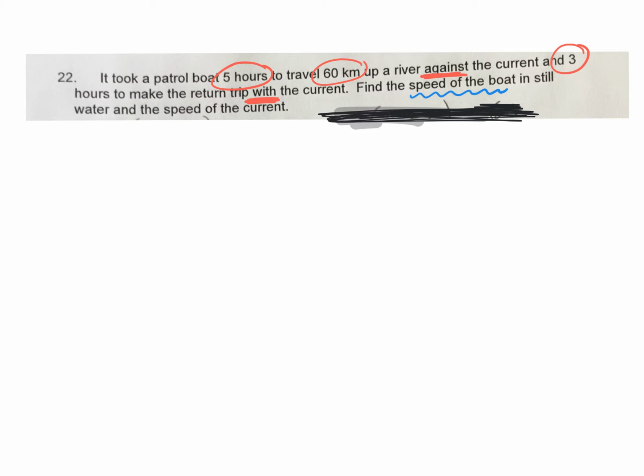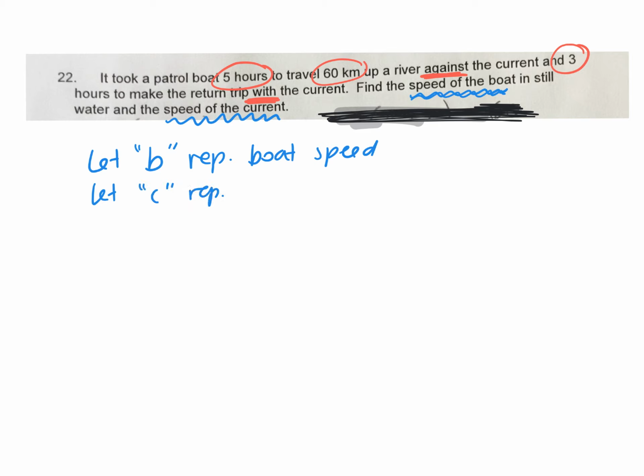We're trying to find the speed of the boat and the speed of the current. So those are the two unknown variables. So let's pick variables for that. Let's say B represents the boat speed, and let C represent the current speed.